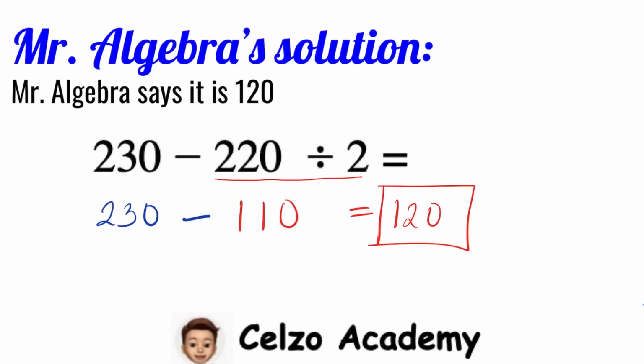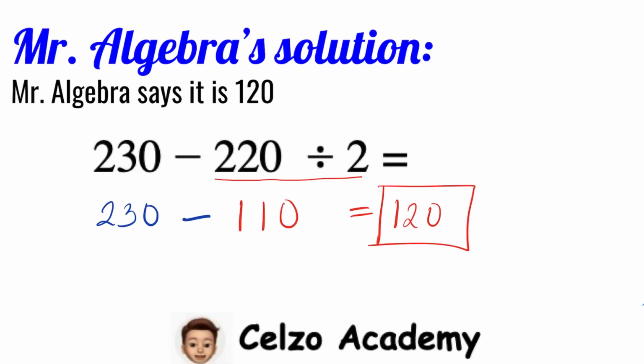Mr. Algebra used the order of operations. So since there's minus and division in this expression, he simplified first the division, 220 divided by 2, which is 110. The new expression now is 230 minus 110, so the answer is 120. And I will agree with Mr. Algebra's solution. He used the correct order of operations in this expression.